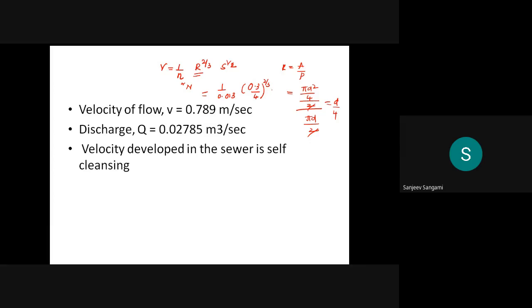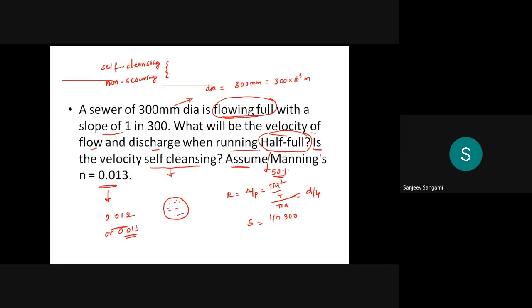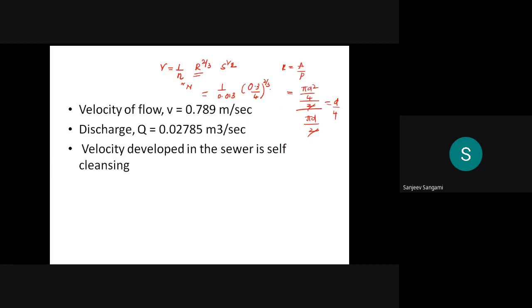Then S to the power half. Slope, they have given; you can take it as the problem he has given, that is 1 in 300. So that is 1 by 300, whatever slope he has given, divided by half. So when you calculate that, you will get V is equal to 0.789 meter per second. And if you simplify it, then apply the continuity equation to calculate the discharge.